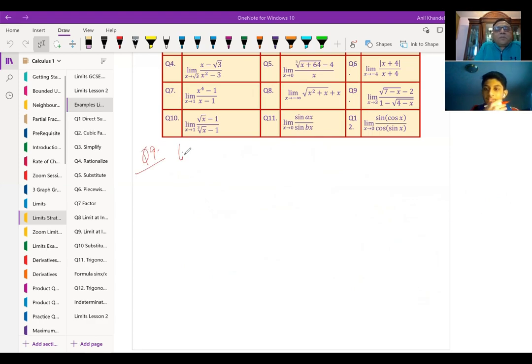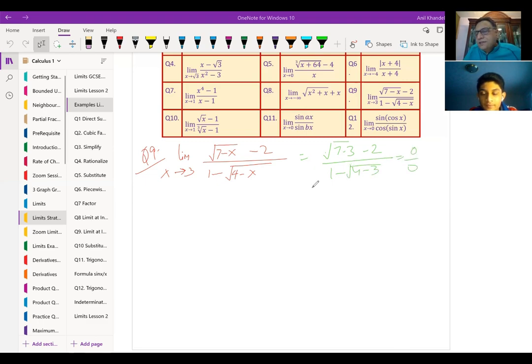which is limit x approaches 3 of square root of 7 minus x minus 2, divided by 1 minus square root of 4 minus x. So what happens when you substitute 3 here? The numerator becomes 0, sir. And so does the denominator too. So you get indeterminate form again. When you substitute 3, 7 minus 3 square root is 2, 2 minus 2 is 0, and 1 minus square root of 4 minus 3, 1 minus 1 is 0, so you get 0 over 0, it is indeterminate. Now in this case, how do you solve further?